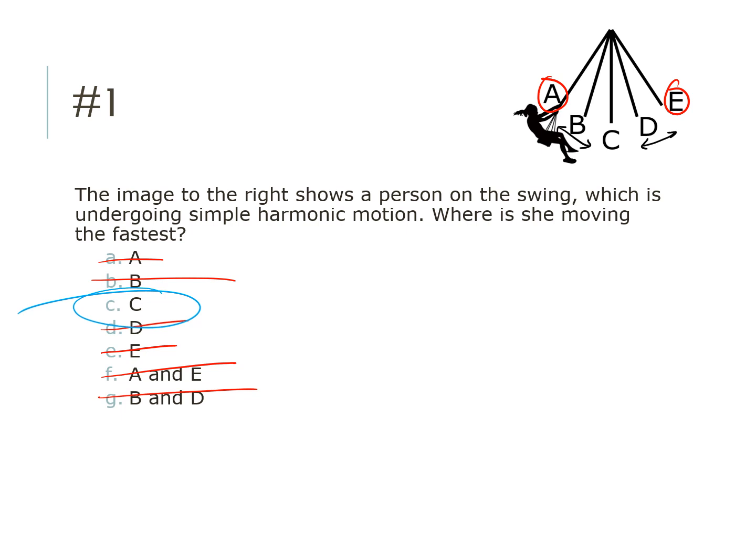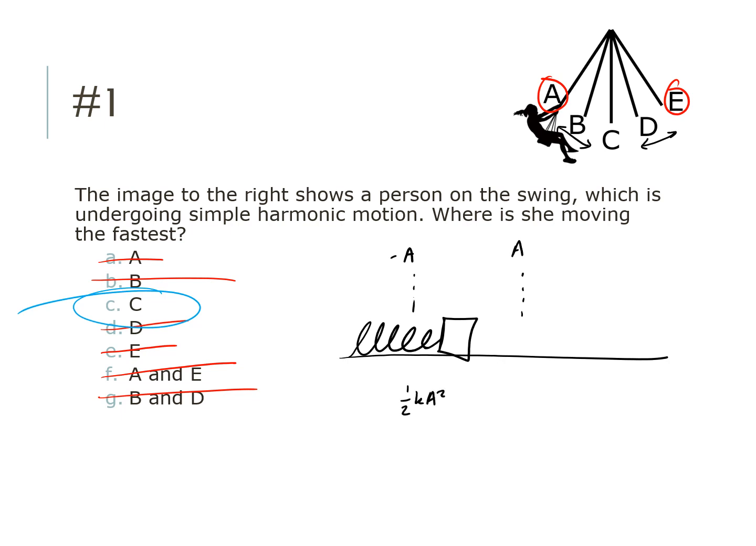Another way you can think about it is when we talked about the horizontal simple harmonic oscillator. So at negative amplitude and positive amplitude, we only had potential energy. And when we were at equilibrium, we had the case where we only had kinetic energy, so we had our maximum velocity.